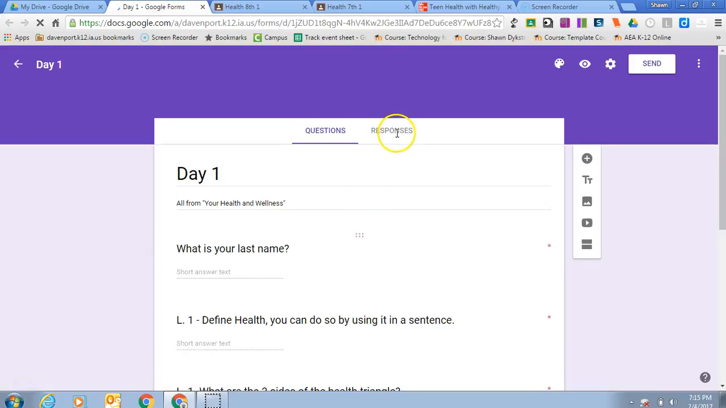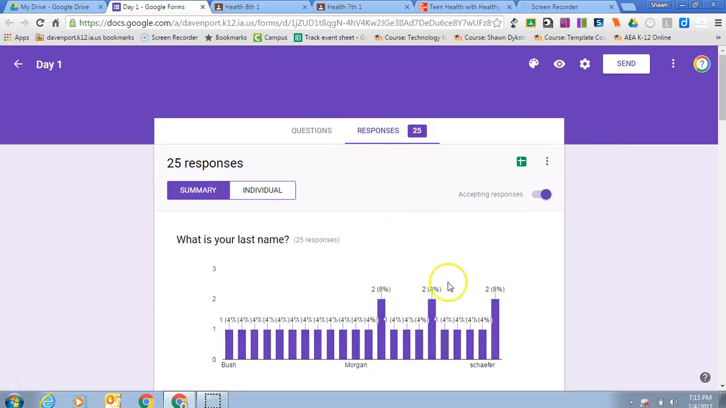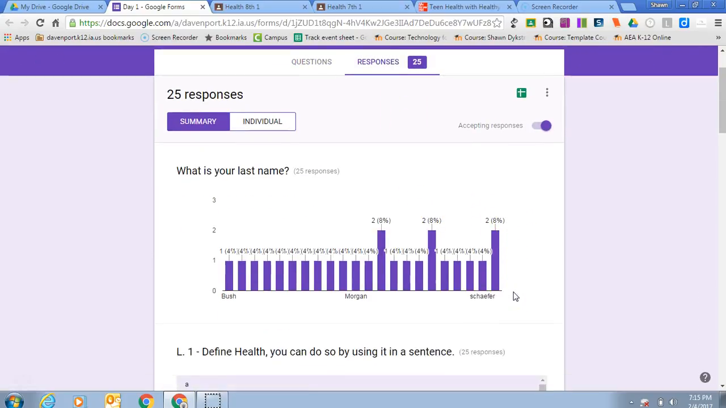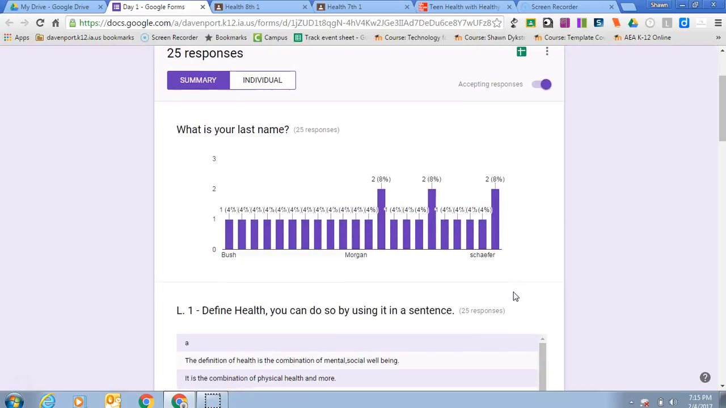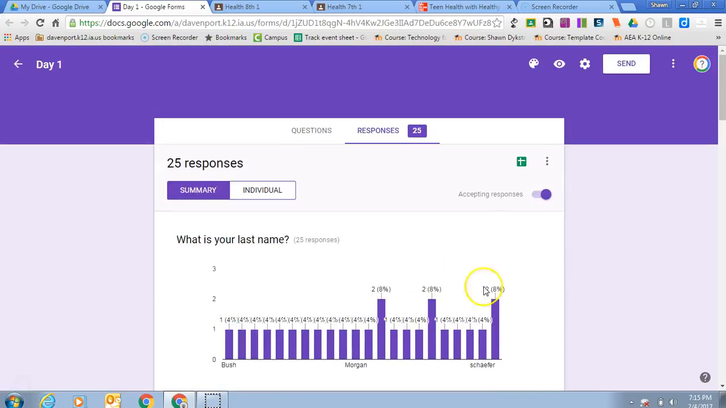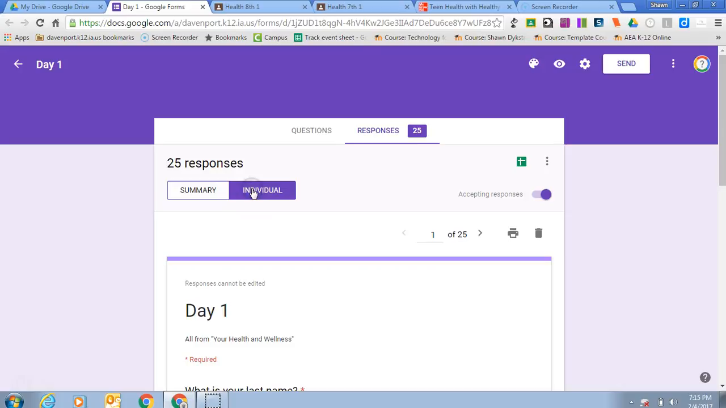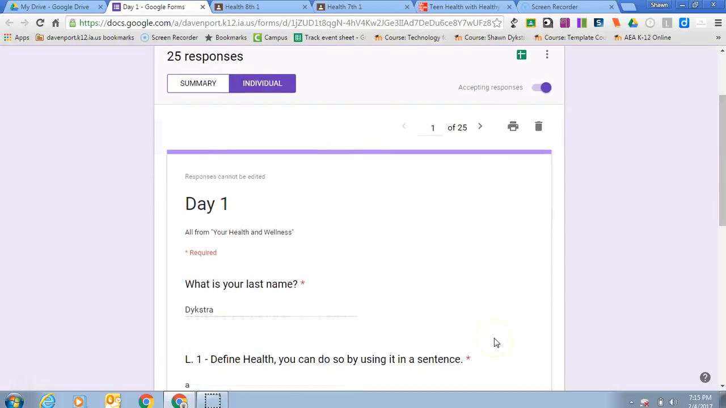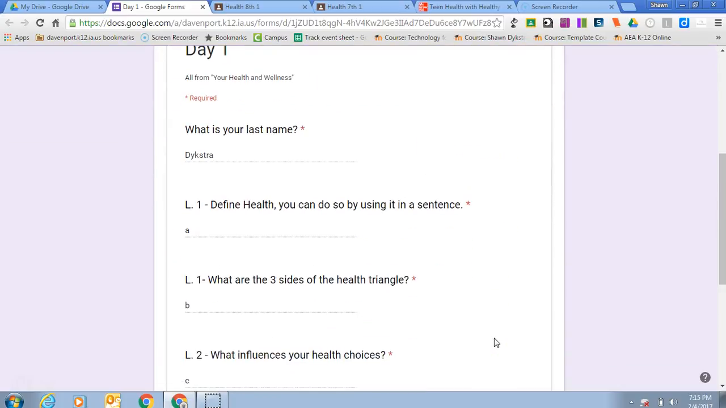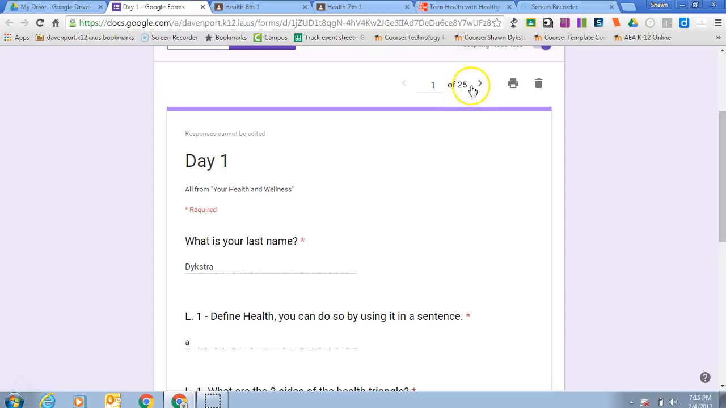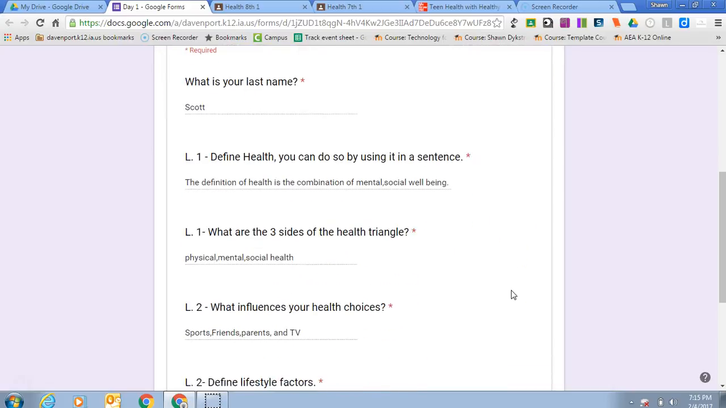The response side of things was what he really took to when I showed him the difference between the other ways to look at it. The summary didn't do him as much good as looking at the individual results. This was obviously my test slide, but he was slid over here and had the other 25 students. So here you can see Scott's answers.